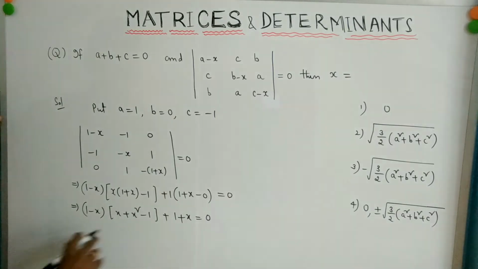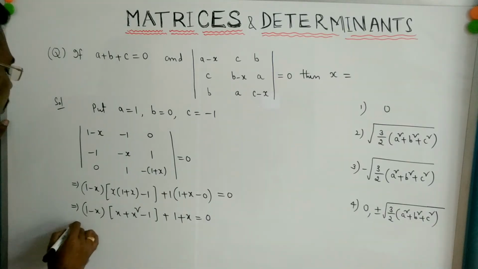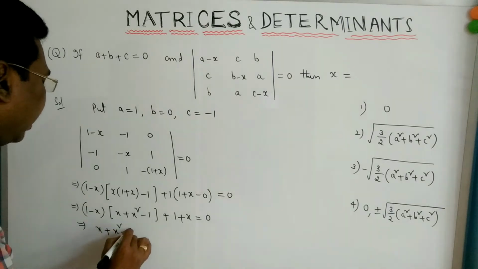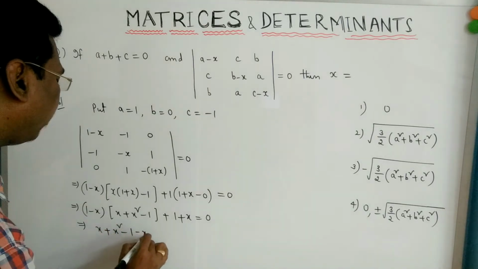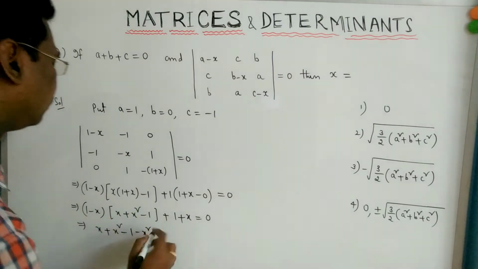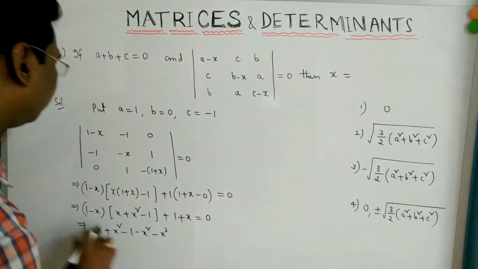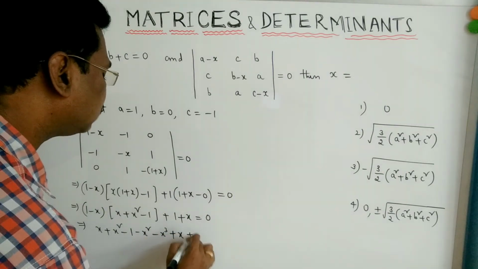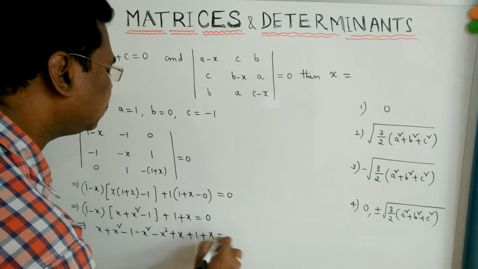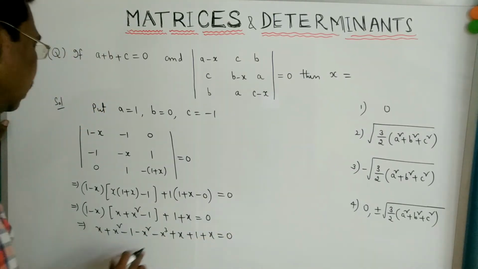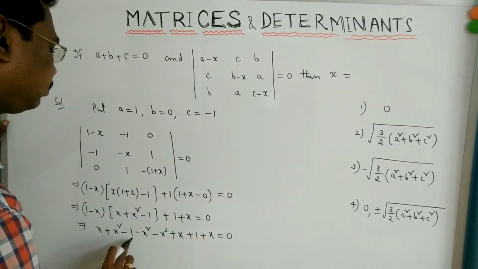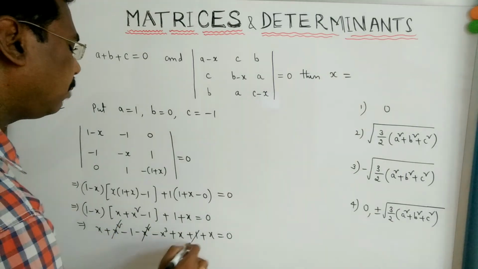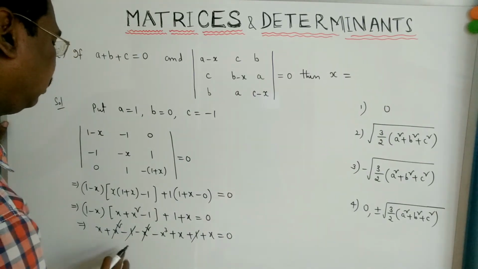Okay, now here multiply with 1. Now x plus x square minus 1, minus x square, minus x cube, plus x plus 1 plus x is equal to 0. Okay, now plus x square minus x square plus 1 and minus 1.